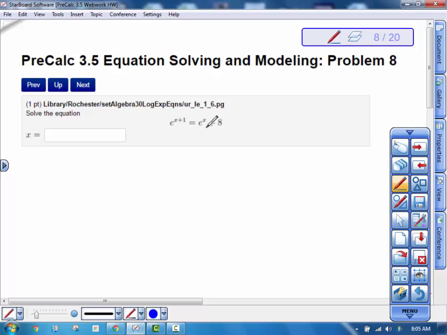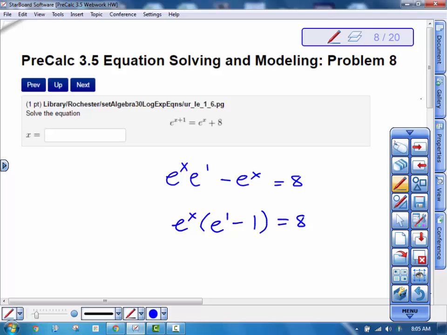Okay, the next problem gives us this. This is tricky, but when I have something in an exponent, I always look at that and try to rewrite it if I can. You can rewrite this as e to the x times e to the first, because when you multiply like bases, you add the exponents to get back to this. So then I can subtract e to the x from both sides, and I notice a commonality, e to the x, that I can pull out.